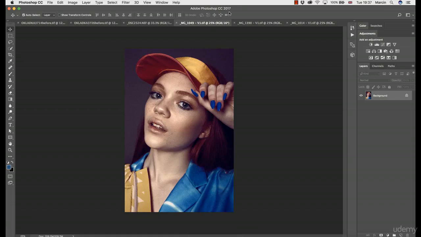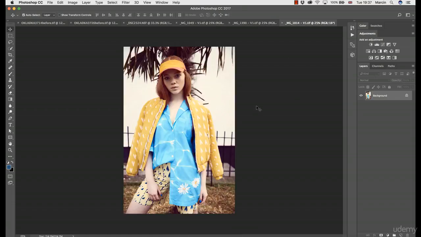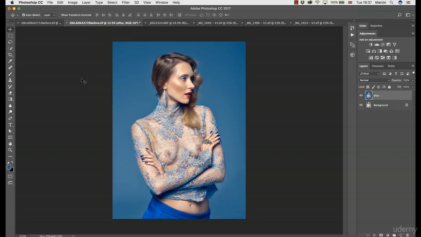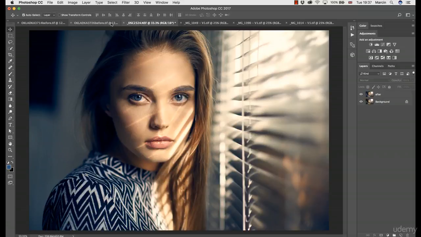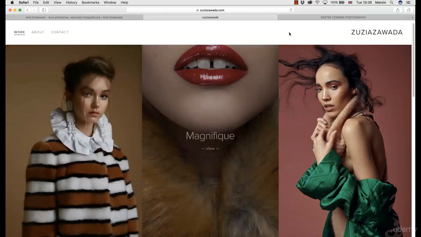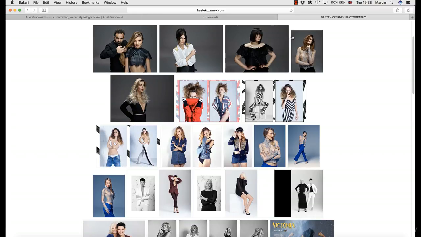And you can have a look at the images. We'll be working with this fantastic street fashion set, something different. And also Bastek Czernek's images, two images I chose from one collaboration with him. So thank you to him for the images too. They are amazing. They have really standout colors. So a huge thank you to him, and also check out Bastek's portfolio.